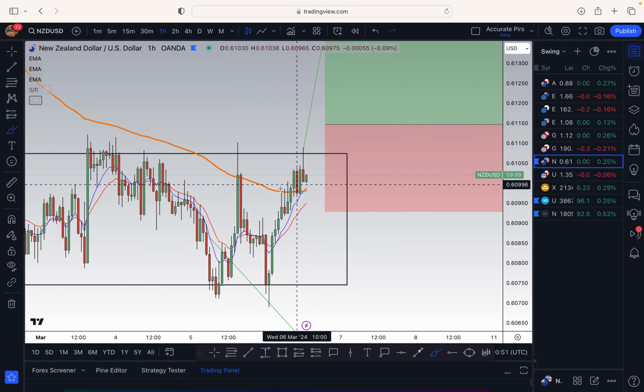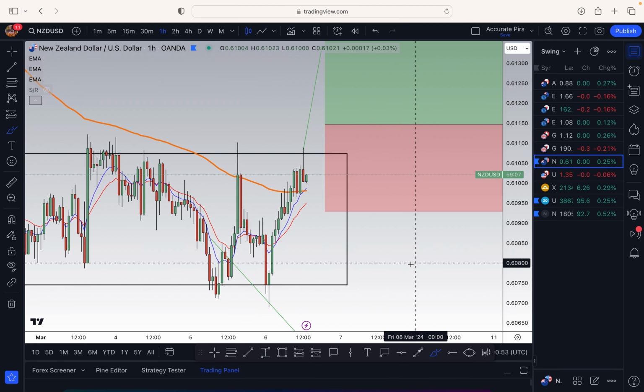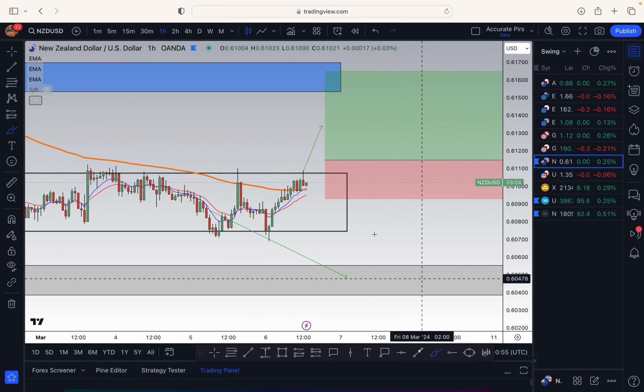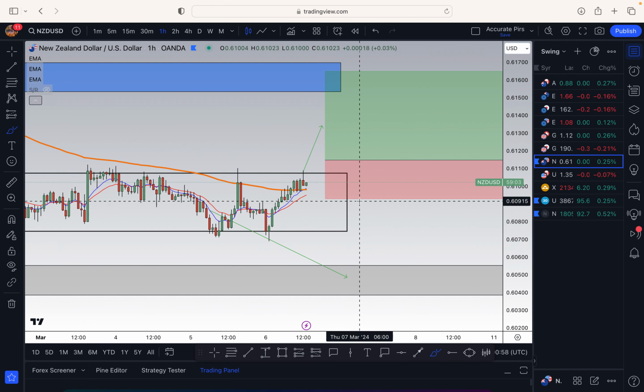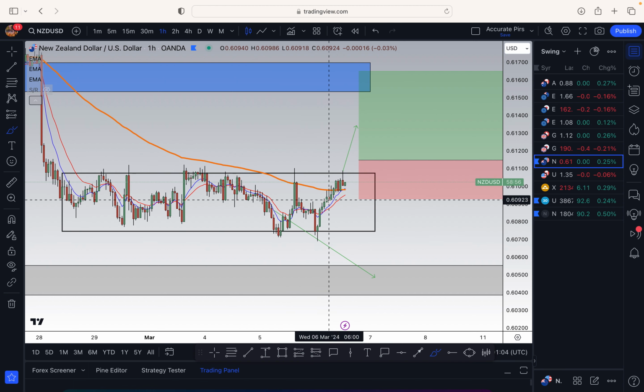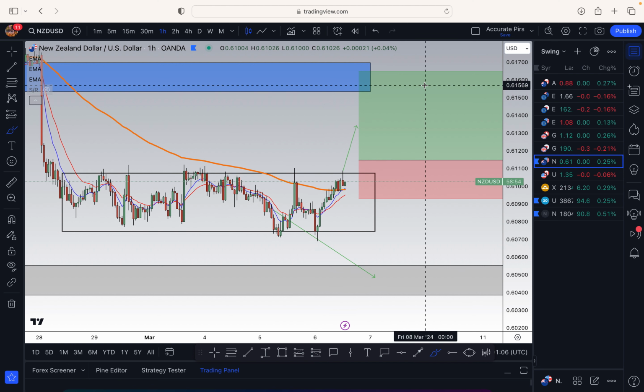Well, look, we've got a shooting star. Look, this is ready for a sell, if I'm honest with you. 10, 20, 30. It'd be like a 30 pip move. That's not enough for me, but I would rather see price break towards the upside.